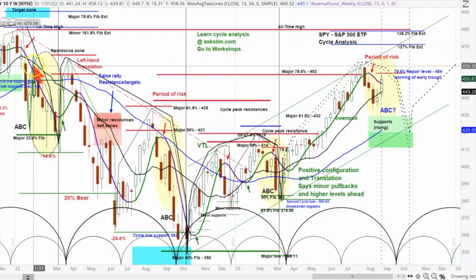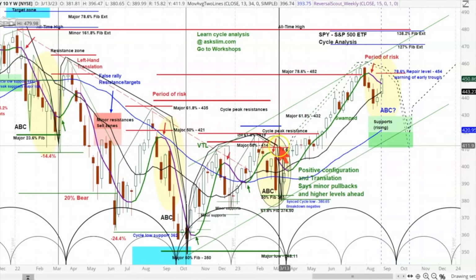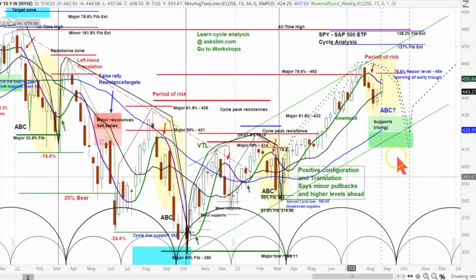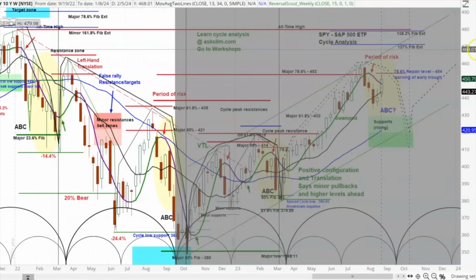This got up to only about the 61.8. The same thing right over here. This one right over here, A, B, C, as you can see, got very close to that 78.6 and then reversed to the downside sharply. The question is, what's going to happen here? Is it going to reverse to the downside as these other ones have done?